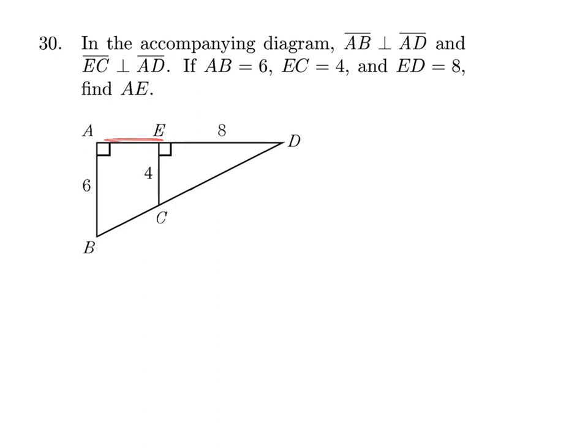All right, so I'm going to focus in on this blue triangle and the green triangle. For the blue, I have 8, which corresponds to what for the bigger triangle? AE plus 8. And then I have 4 for the smaller triangle. That corresponds to 6 for the bigger triangle. All right, so I have my proportion.